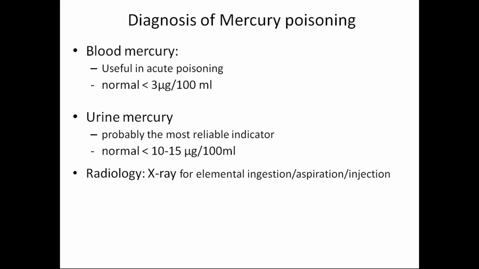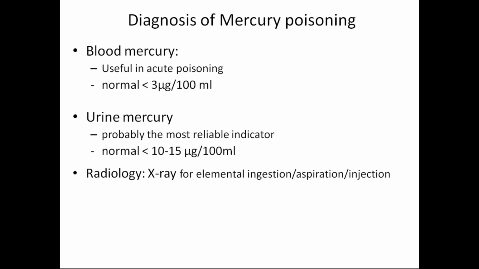What is the diagnosis? How to diagnose mercury poisoning? There are three methods of diagnosis. One is by measuring mercury quantity in the blood, urine, and then by taking an X-ray. In the blood, the normal range of mercury is less than 3 micrograms per 100 ml.